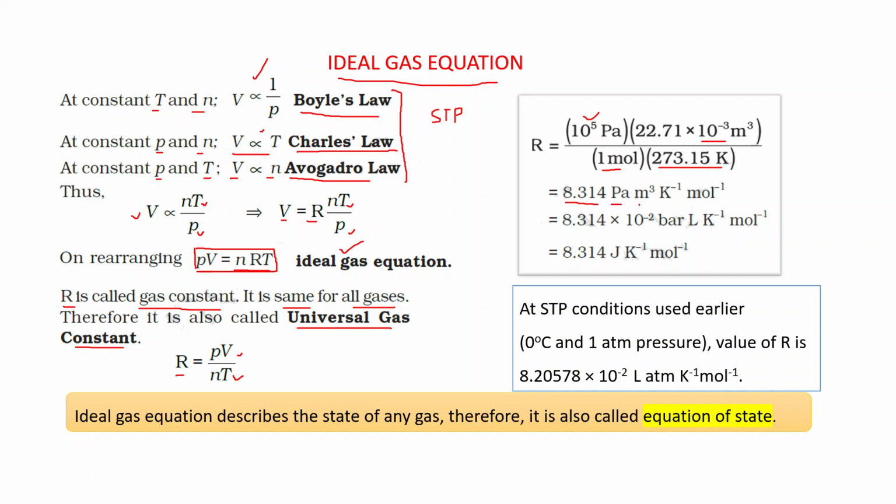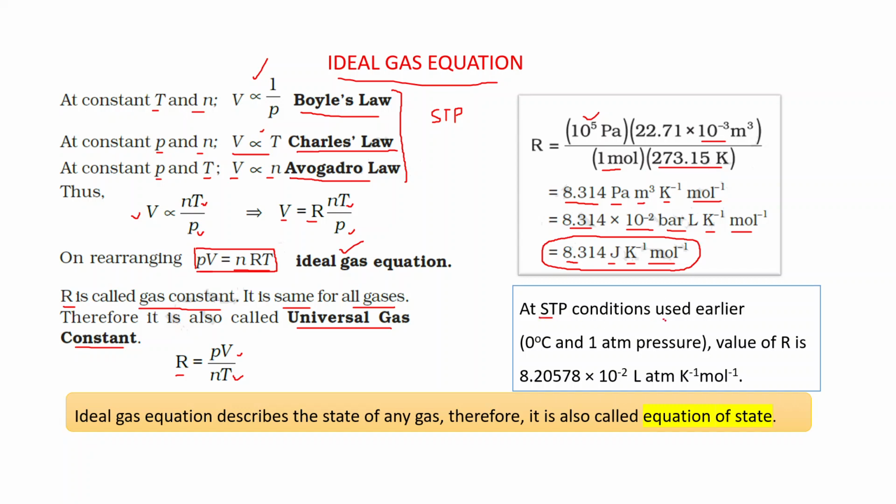8.314 Pascal meter cube per Kelvin per mole, or 8.314 into 10 to the power minus 2 bar liter per Kelvin per mole, and this is equal to 8.314 joule per Kelvin per mole. This is the SI value. This is the value of R in SI unit, 8.314 joule per Kelvin per mole. You have to remember this value of R.